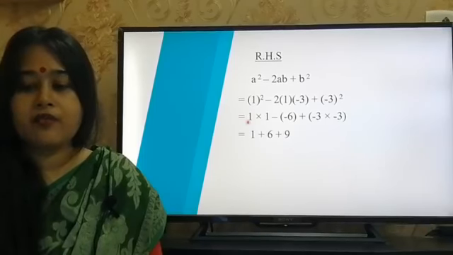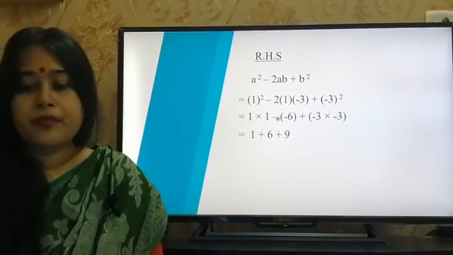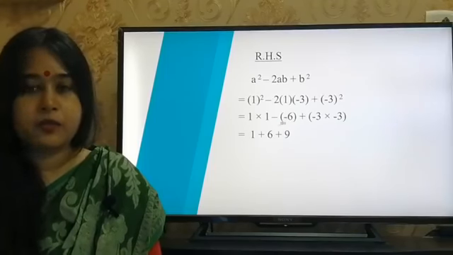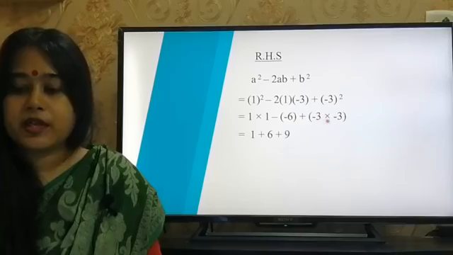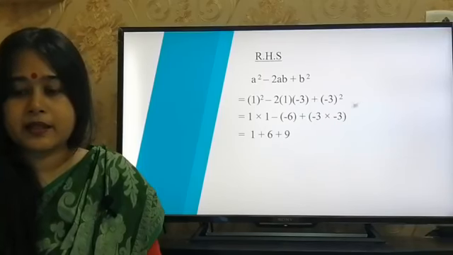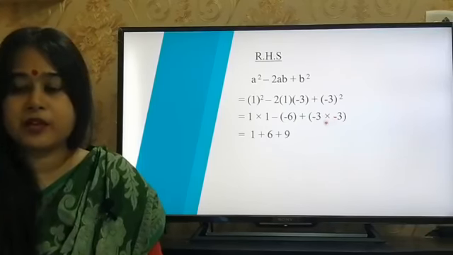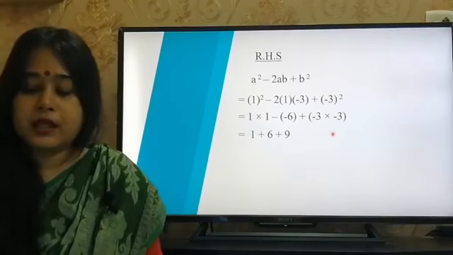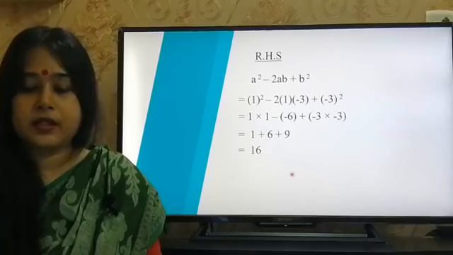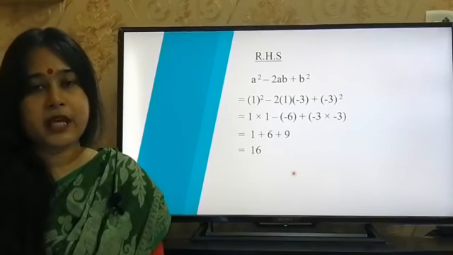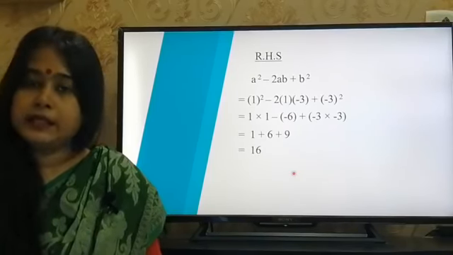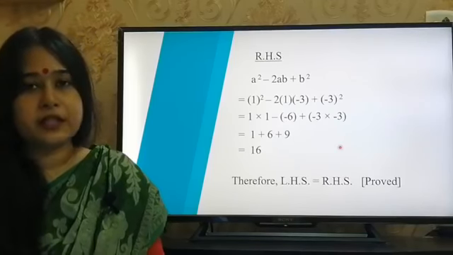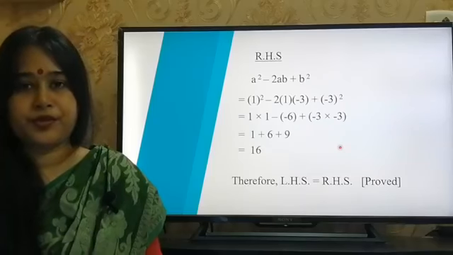Here we have 1 into 1, that is 1. Minus into minus 6, this minus into minus we have plus, that means plus 6. Minus 3 into minus 3 we get plus 9, that means minus into minus we have plus and 3 into 3 we get 9. So plus 9, and 1 plus 6 plus 9 we have 16. So on both the left hand side and right hand side we have the value 16. That's why we can say, therefore, the left hand side equals the right hand side, proved.